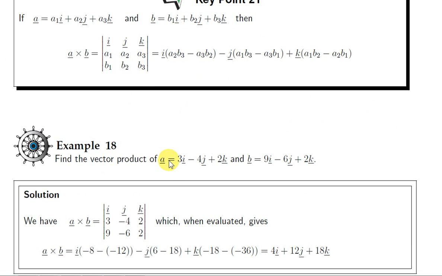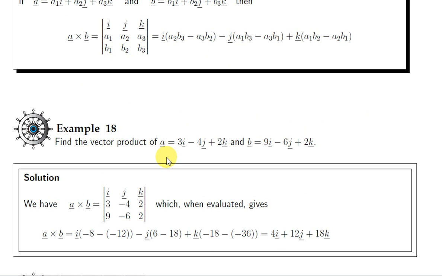Now let's do an example. So we want to get the cross product of this vector with this vector here. Our first row is i, j, k. The second row is the components of vector A, that's 3, minus 4, 2. The third row involves the components of vector B, 9, minus 6, 2. So we will use the first row to calculate the cross product.